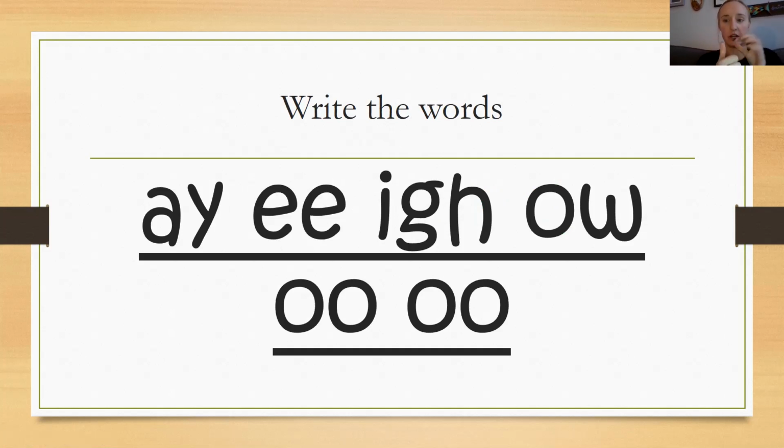My turn first. Fight. Your turn. Brilliant. Have a go at writing that for me, and pop your sound buttons underneath if you can. Well done. And the next word is keep. Your turn. Keep. Your turn. Check how many sounds are in keep. Show me. You should have 3 sounds.